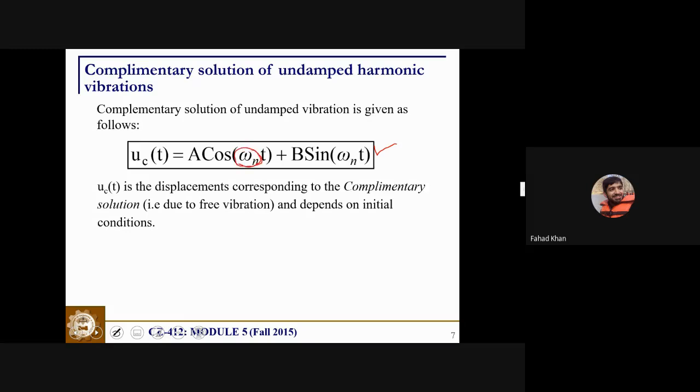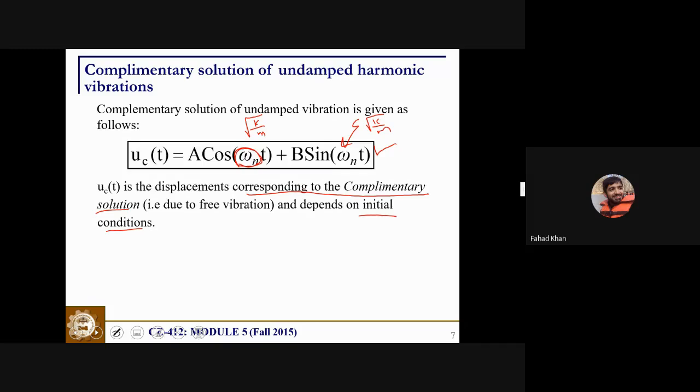Now, look at this omega n. This is the natural frequency of the structure. This is the square root of k by m. And B sine omega n t, this is also the square root of k divided by m. u c t is the displacement corresponding to the complementary solution that is due to free vibration and depends on initial conditions only.